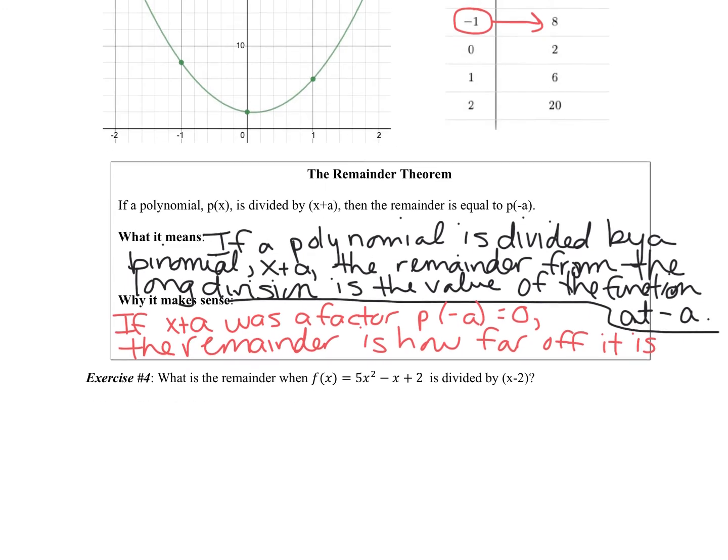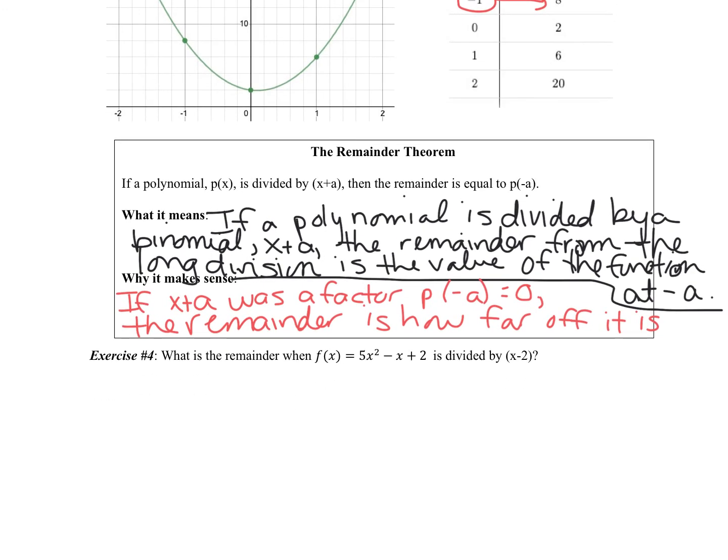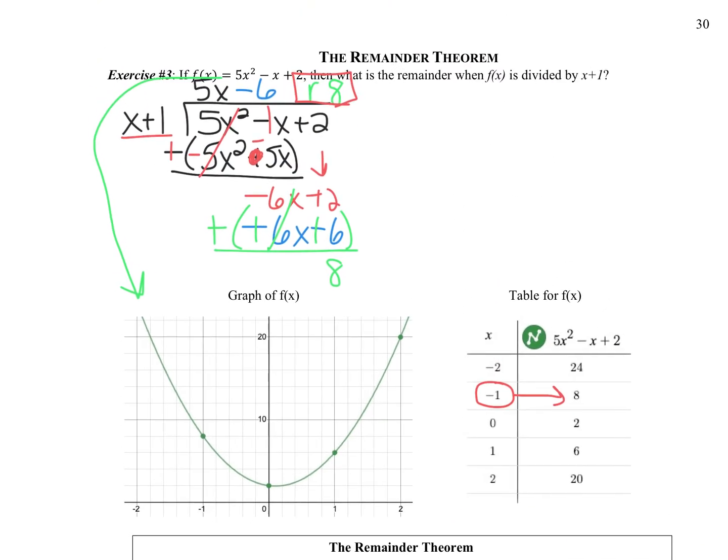So we have another question here. Now the idea is we actually don't have to do polynomial long division if all we want is the remainder. If I want to know the quotient, which is what number is up top, the quotient in this case is 5x minus 6. The graph does nothing for that for me. But if I just wanted to know the 8, I could actually graph the function and save myself the time from doing the polynomial long division.